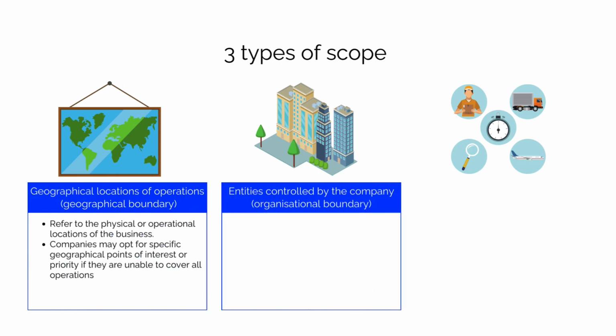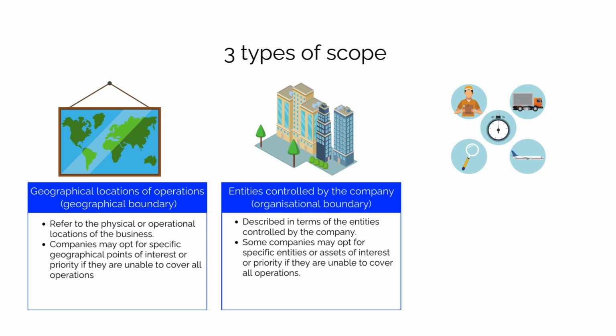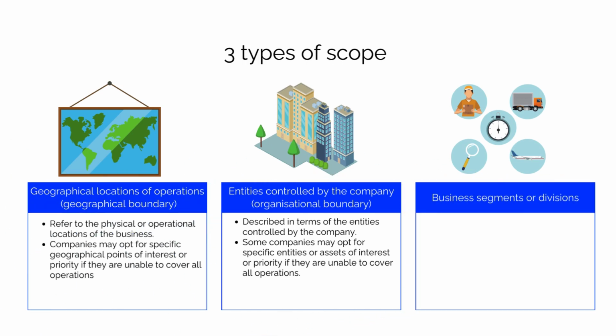Secondly, entities controlled by the company, which is also known as organizational boundary. The scope of the sustainability statement is described in terms of the entities controlled by the company. Some companies may opt for specific entities or assets of interest or priority if they are unable to cover all operations.